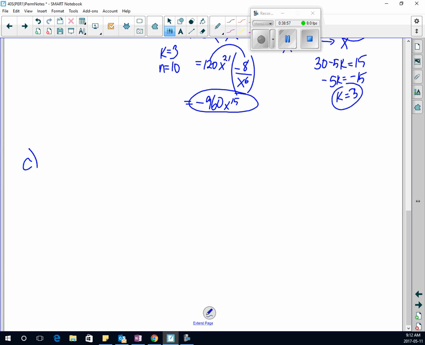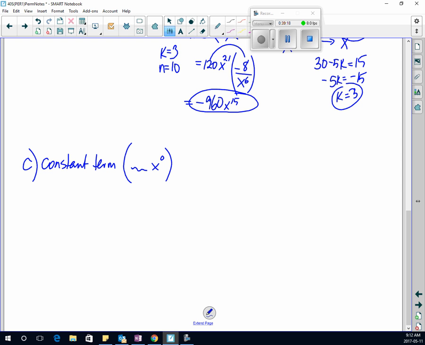See, now we have to find the constant term. Does anybody know what the constant term means? No, it's not necessarily the last term. The constant term means it doesn't have a variable. So this is something x to the power 0.